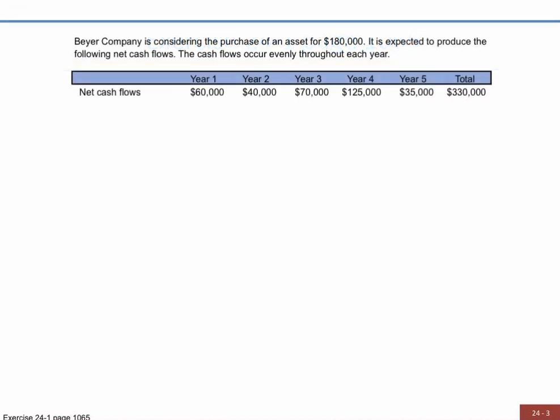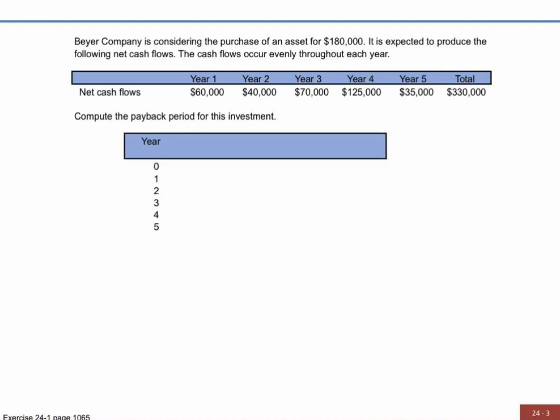So we're going to see our company is considering the purchase of an asset for $180,000, so that would be our cash outflows. And we've got an expectation for cash inflows that are listed here. And you can also note that those are not going to be even cash flows. So some years we might have 60,000, the next year we might have 40,000. So we want to compute the payback period for this investment, and what that's going to be is in what year, or how many years rather, would it take to recoup the 180,000 cash outflow.